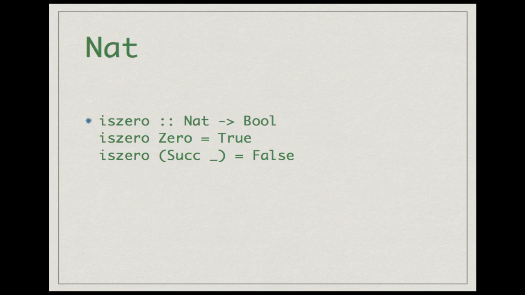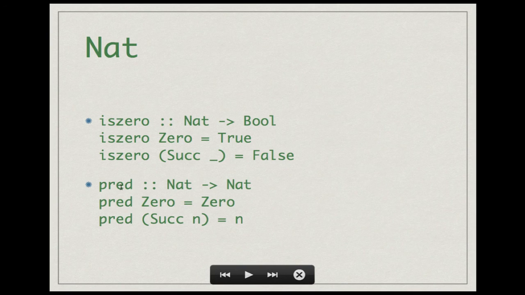We could now define functions on the type Nat by using pattern matching as usual. For instance, here is a function that checks whether an object of type Nat is 0 or not. isZero is a function from Nat to Bool. isZero Zero is True. isZero of Succ of anything is False.